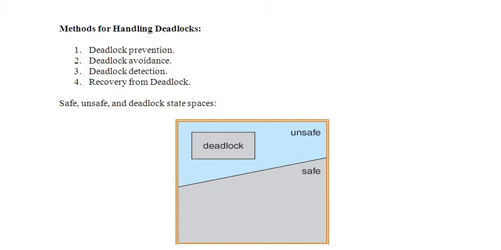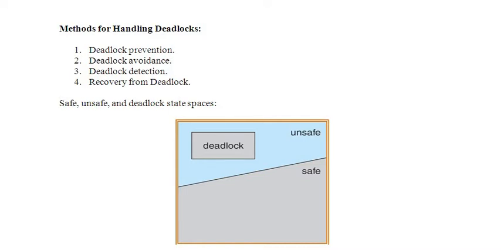Dear students, today we will see the methods for handling deadlocks. We know that there are four causes or reasons for deadlock. One is mutual exclusion, second one is hold and wait, third one is no preemption, and fourth one is circular wait. We know that the first three, mutual exclusion, hold and wait, and no preemption, are indirect causes of deadlock, whereas circular wait is a direct cause of deadlock.